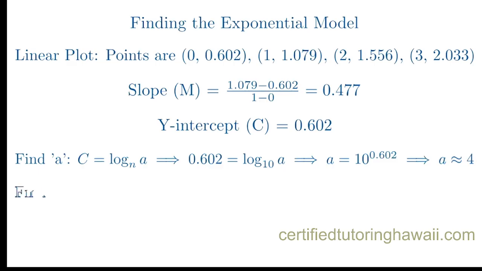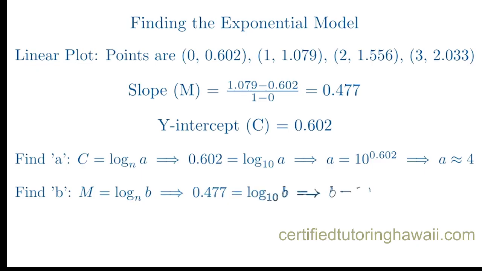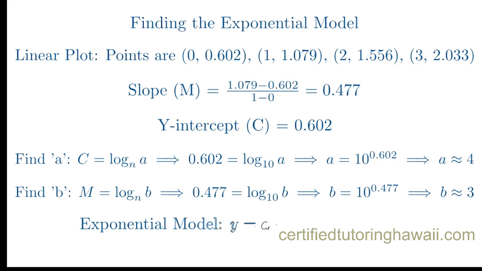The slope m is log base n of b. So, 0.477 equals log base 10 of b. Converting to exponential form, b equals 10 to the power of 0.477, which is approximately 3. We found our parameters. The initial value a is 4, and the growth factor b is 3. We can now write the exponential model for our data, y equals 4 times 3 to the power of x. And this perfectly matches our original data set. This shows how powerful this method is.